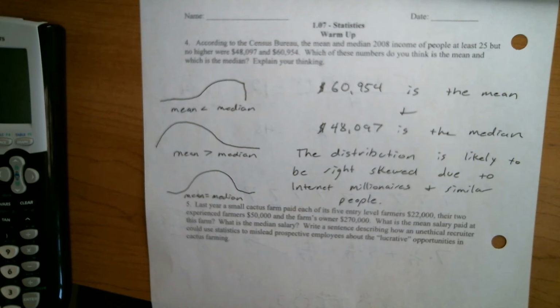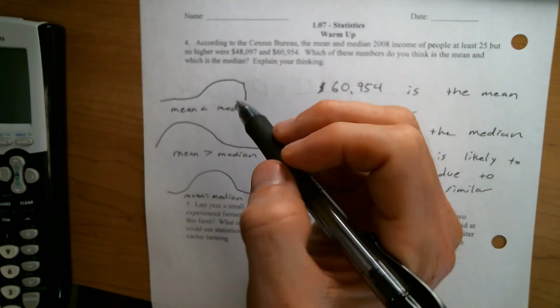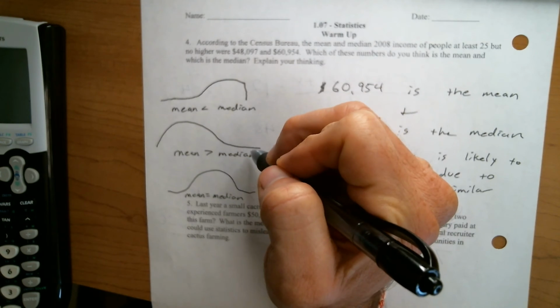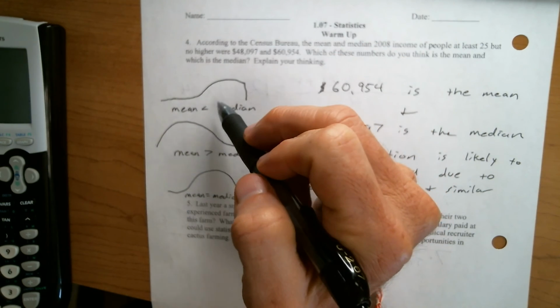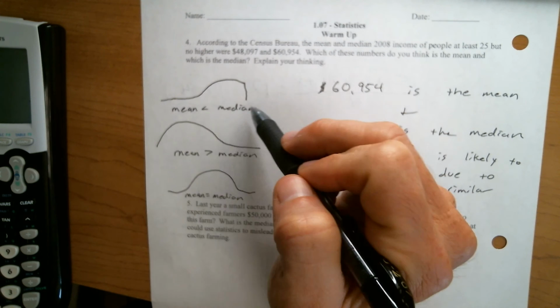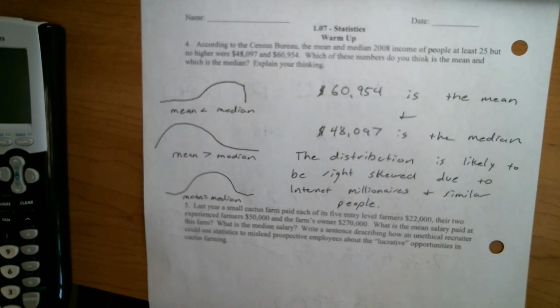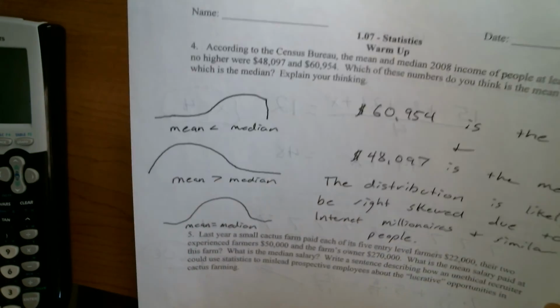But the thing that I'm really concerned about on a question like this is that you're getting this relationship correct. That when it's left skewed, the mean is less than the median. And when it's right skewed, the mean is greater than the median. All right. So let's take a look at the last one here.